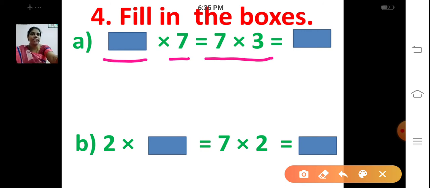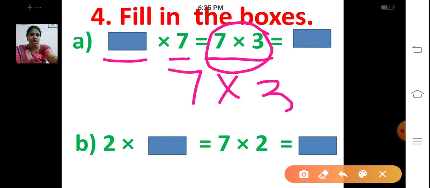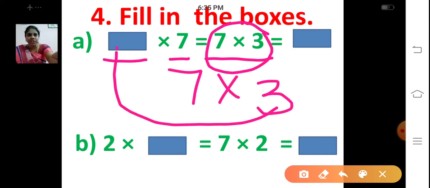Now change the order. Here we know this answer, right? So 7 into 3. Now change the order here. So this 3 will come in front, right? So 3 into 7. If we change the order also, the product will be the same, isn't it? So what is missed out in this? 3.